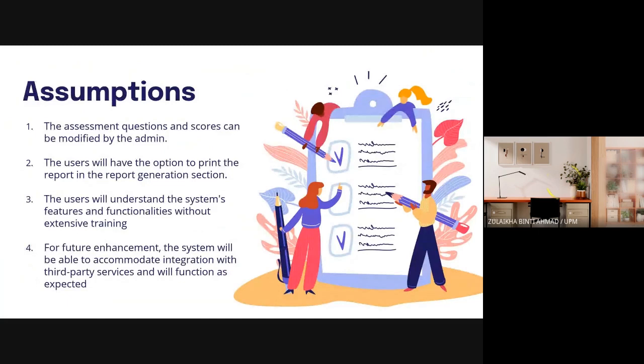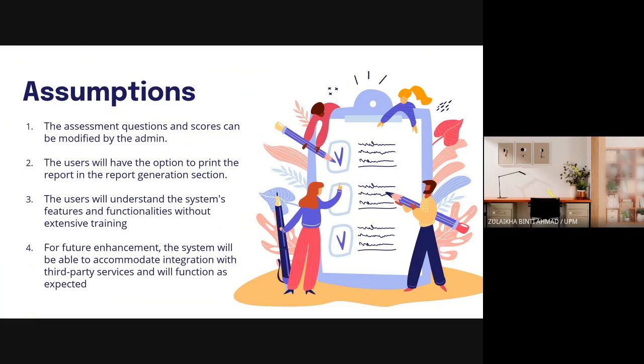We make assumptions on the 4 categories, where the first one is the assessment questions and scores can be modified by the admin. The second one, the users will have the option to print the report in the report generation section. The users will also understand the system features and functionalities without extensive training.